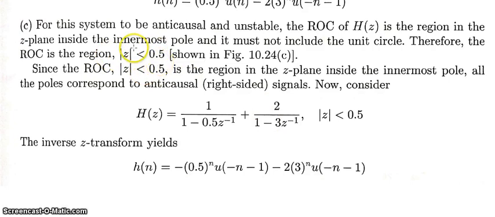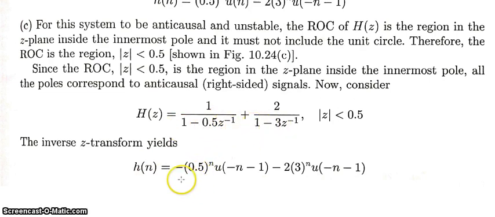That is, when the region is inside the innermost pole, we get an anti-causal signal, and when the ROC doesn't include the unit circle, the system becomes unstable. So when the ROC is mod z less than 0.5, both conditions are satisfied. Therefore, the system corresponds to an anti-causal or left-sided signal. Therefore, for the given h of z with ROC mod z less than 0.5, on taking the inverse z transform, both the terms are left-sided.